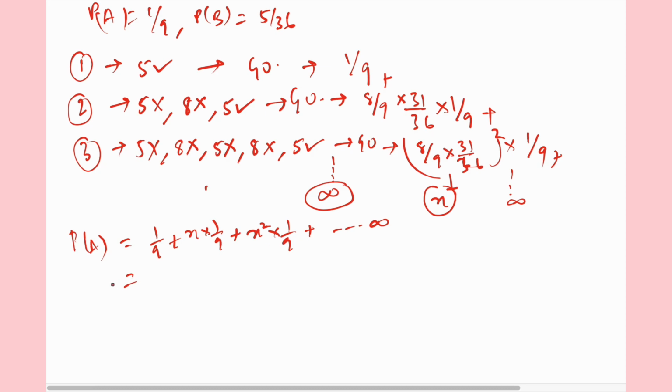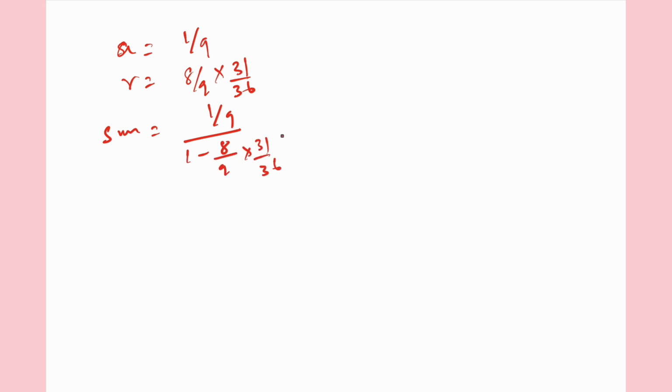We know the sum of a GP is a upon 1 minus r, where r should be less than 1. Here r is less than 1 because 8 by 9 is less than 1 and 31 by 36 is less than 1. What we have as a is 1 by 9, and r is 8 by 9 into 31 by 36. So the sum is 1 by 9 upon 1 minus 8 by 9 into 31 by 36.